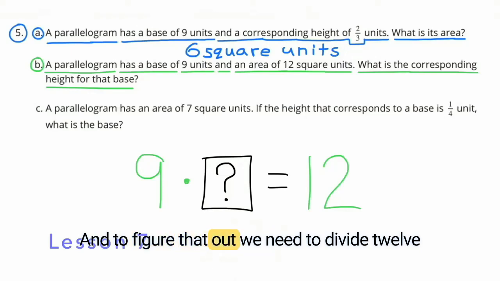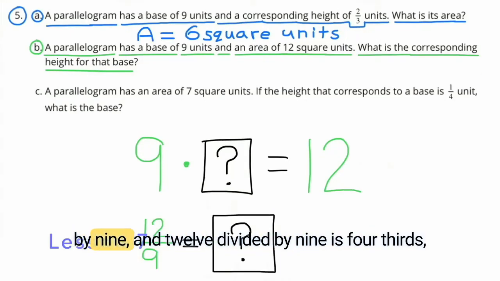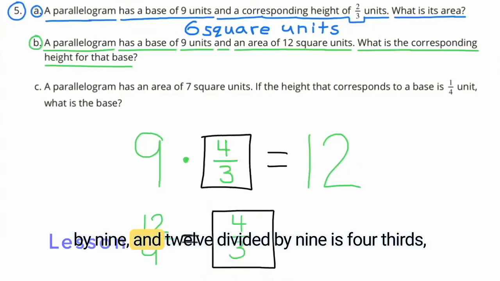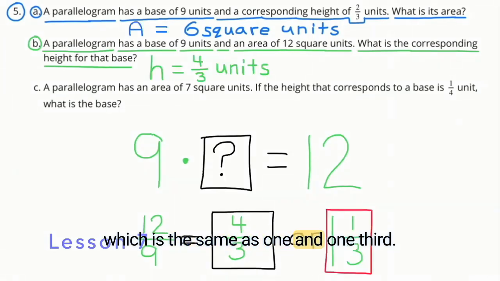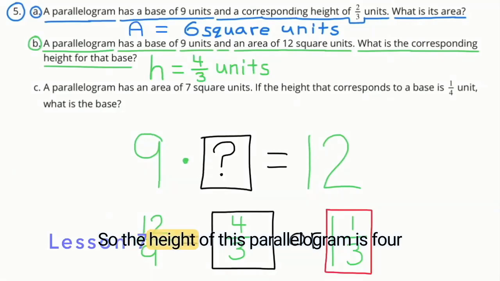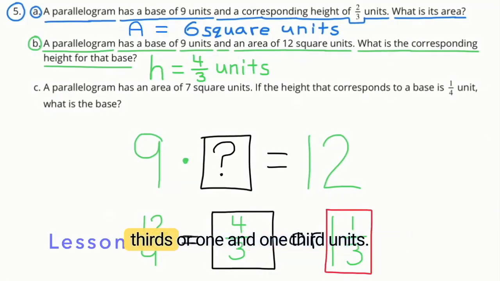And to figure that out, we need to divide 12 by 9. And 12 divided by 9 is 4/3, which is the same as 1 and 1/3. So the height of this parallelogram is 4/3 or 1 1/3 units.